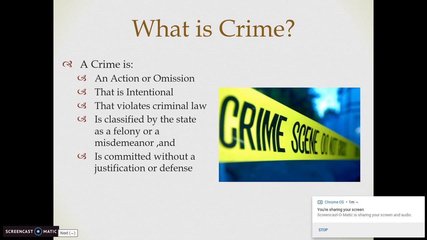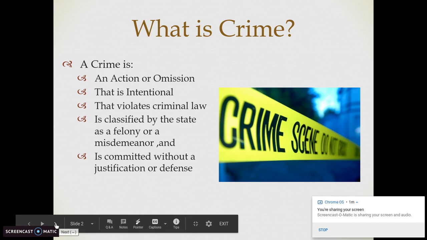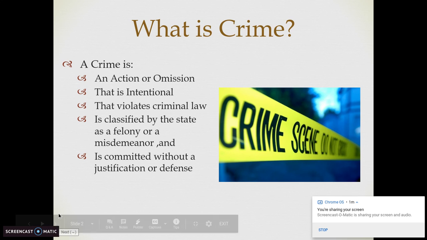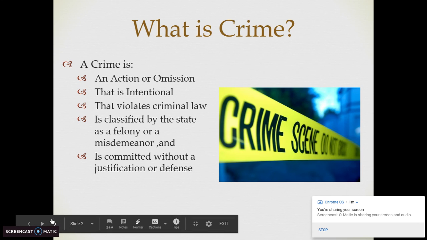All right? And so we already talked about the action or omission. We already talked about mens rea. We already kind of talked about criminal law a little bit. We'll get more into that one next week. And we talked about what a felony, misdemeanor, and violation is. Today, what we're going to spend time on is that last piece, without a legal justification or defense.